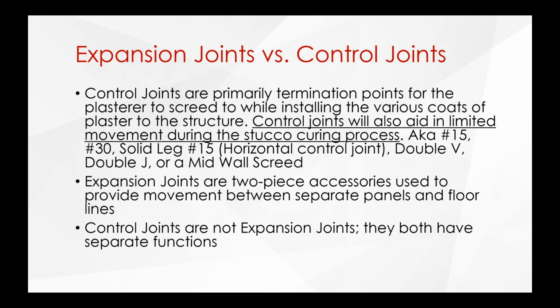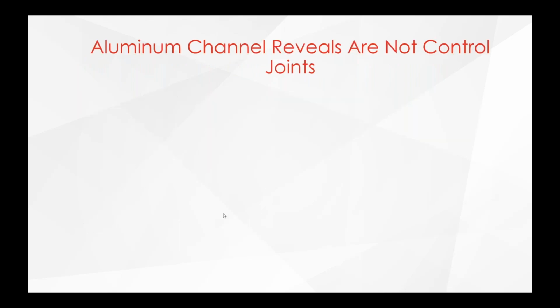Those are all types of control joints. They're single piece. Then you get to the expansion joint, that's a 2-piece accessory, and it does provide movement between separate panels, especially floor lines. Just keep in mind, control joints are not expansion joints. They both have separate functions.